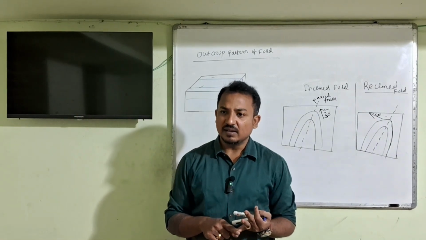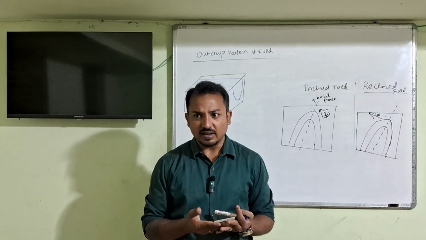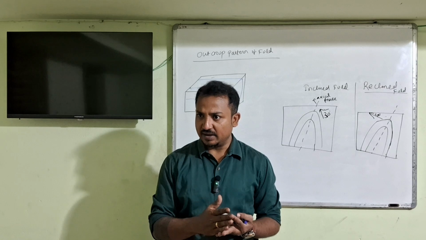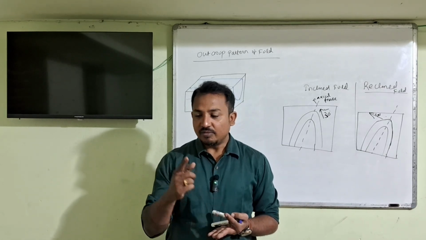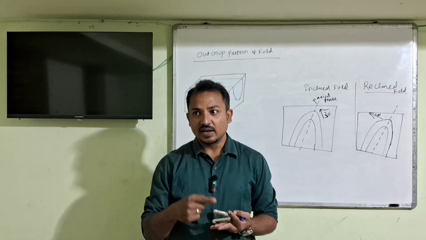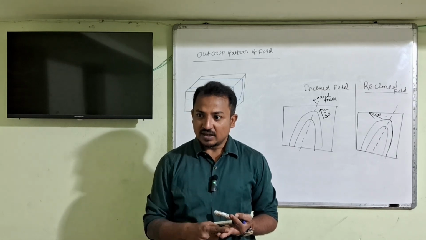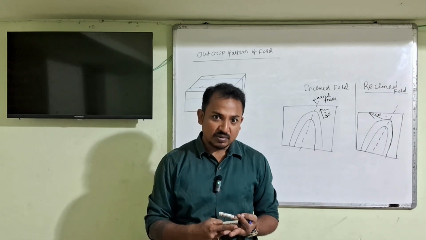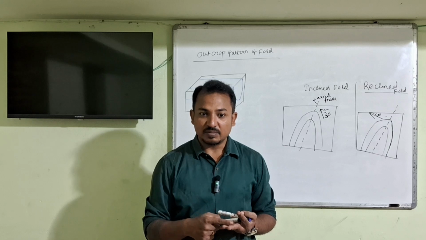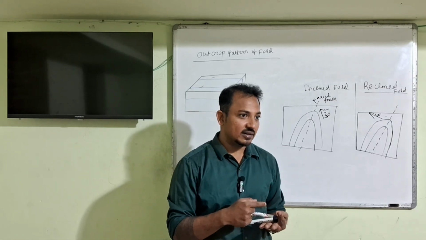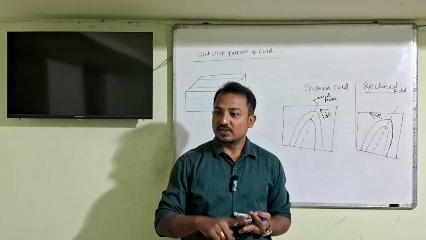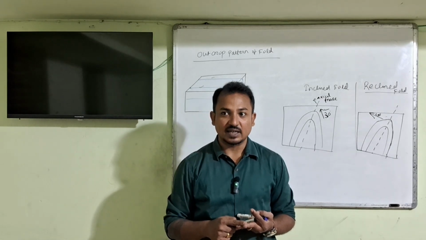So the axial plane is a planar thing. Fold axis is a line. Axial plane is a plane. Fold axis is a line. If the fold axis is showing a 90 degree pitch, that means the fold axis is in the direction of the axial plane's true dip. It is in the direction of the true dip of the axial plane. So that's why the plunge amount of the fold axis will be equal to the dip amount of the axial plane.